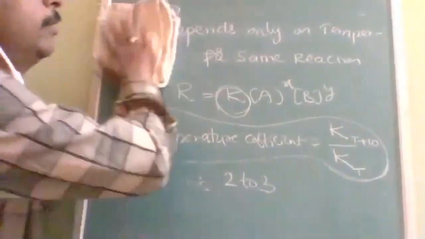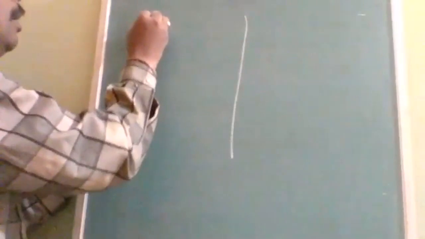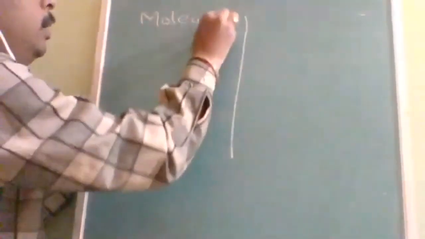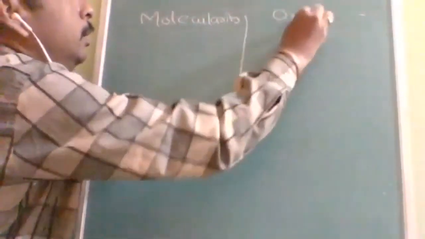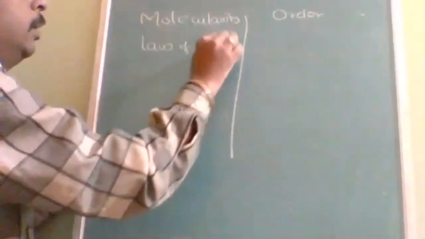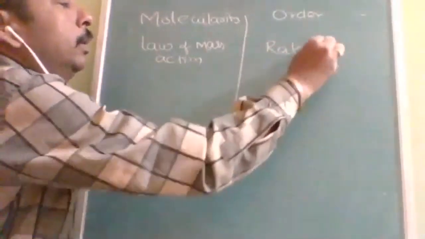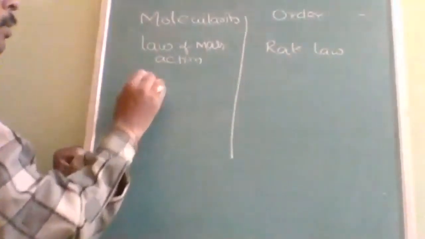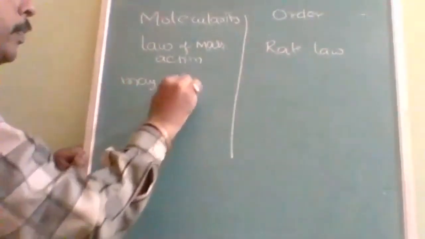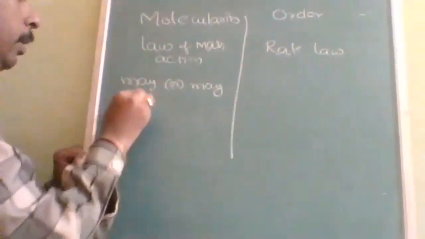Okay, so what have we studied? We have studied basically the effect of concentration on the rate of reaction. The main topics we have are molecularity, and second thing is order. Molecularity comes from the law of mass action, which gives molecularity, and it may or may not be correct, may or may not be true.